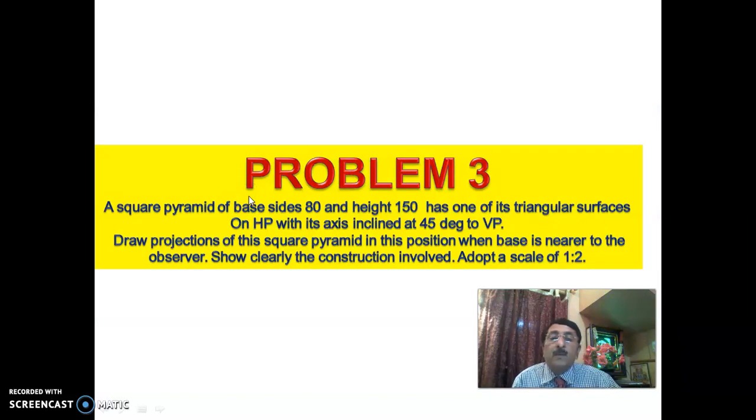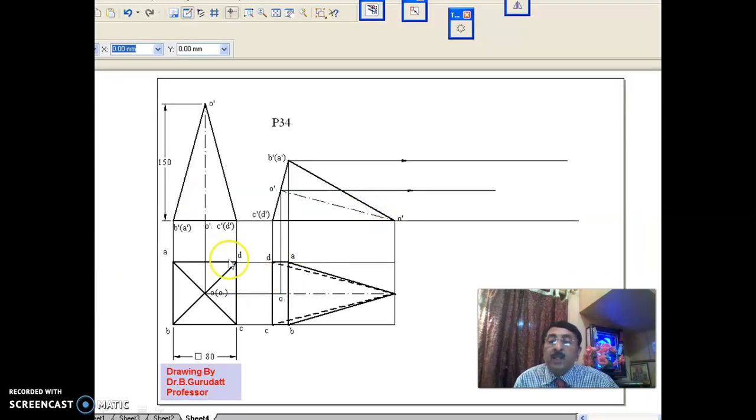Now we'll touch upon problem 3, and this problem 3 is similar to the problem 2 what we had done in the session 1, but there will be a small change in the step 3, and that will be explained in this problem clearly. Now as you see here, it is a square pyramid of sides 80 and 150 like the previous problem, which is resting on triangular surface on HP, and for which I have the top view here.